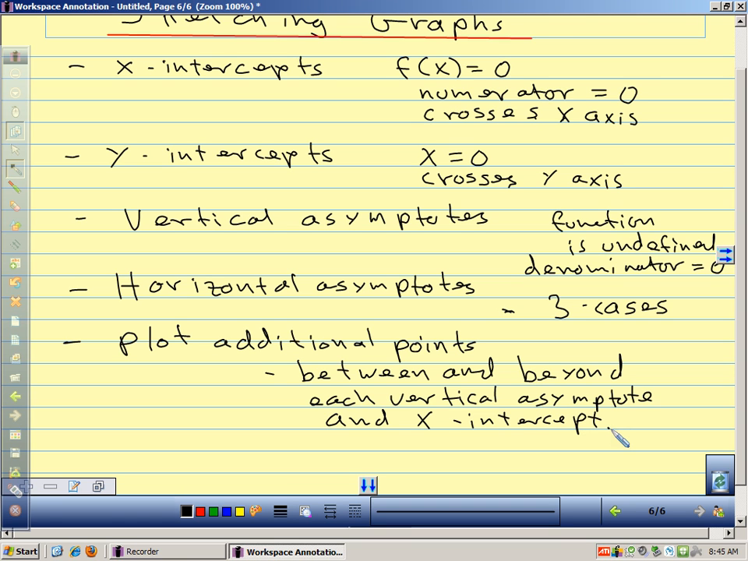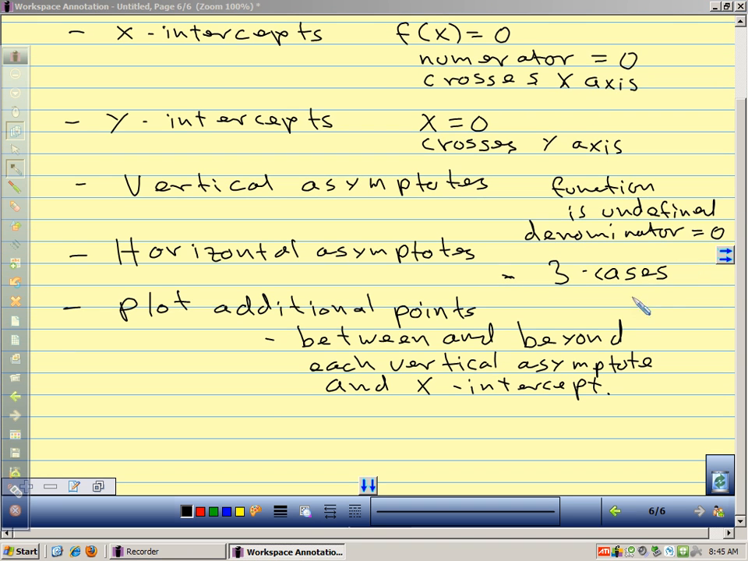So we plot our additional points because our function can do lots of things between the asymptotes and between the intercepts. So you're just picking some extra points, plugging them into your function, and plotting those points on your graph so you get an idea of what the shape looks like. And the places where you want to plot them are between and beyond your vertical asymptotes and your x-intercepts.